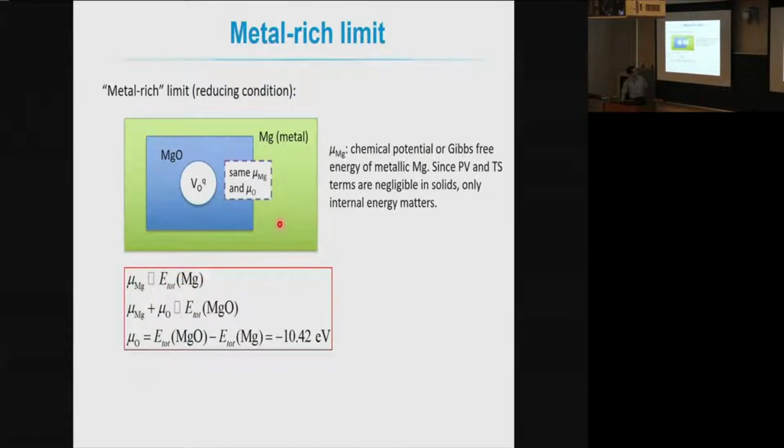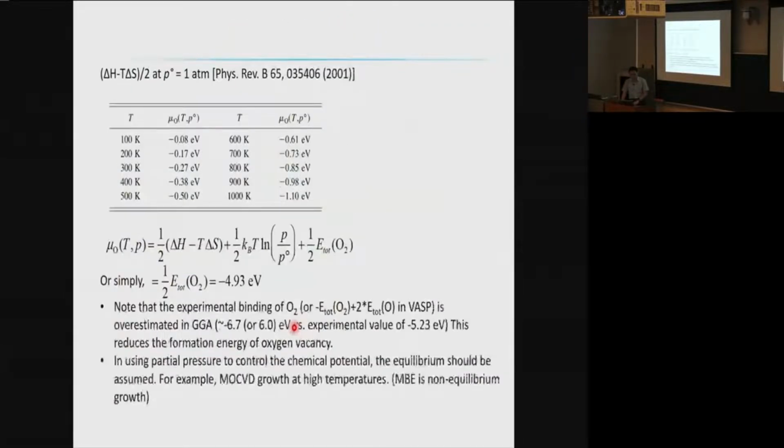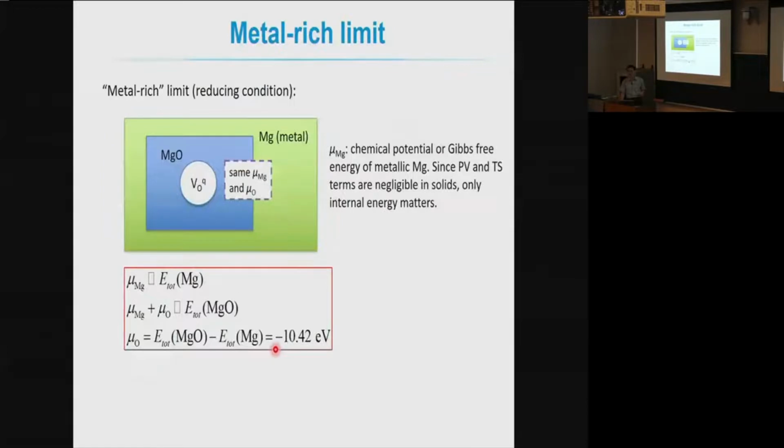the energy of the magnesium metal, and also since we have magnesium oxide here, the chemical potentials of Mg and oxygen should add up to the chemical potential of MgO, or the total energy of the MgO. All right. So from this, the oxygen chemical potential is now calculated from the difference of these two values, and it is minus 10.42 electron volt. So compared with the previous oxygen-rich case, where the oxygen chemical potential was about minus 5 electron volt, in the metal-rich case we have minus 10 electron volt, right?